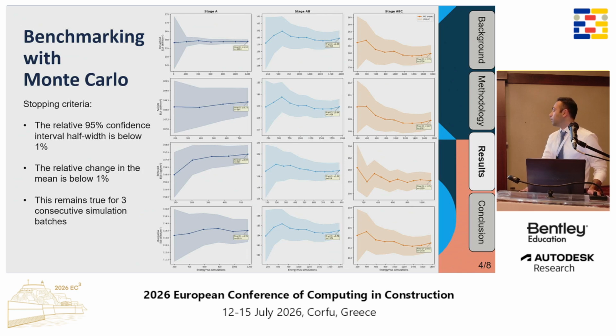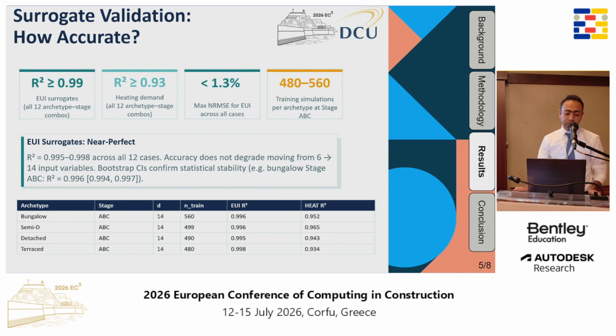So I benchmark my surrogate model against Monte Carlo simulation with 3 stopping criteria. And as you see, in each step for different archetypes, it converged. And for the surrogate validation accuracy, I use R squared because it provides a quick measure of how well the surrogate model reproduced the EnergyPlus simulation. For EUI, it reached 99%. For heat demand, it reached 93%, and only needs around 500 simulations per archetype.